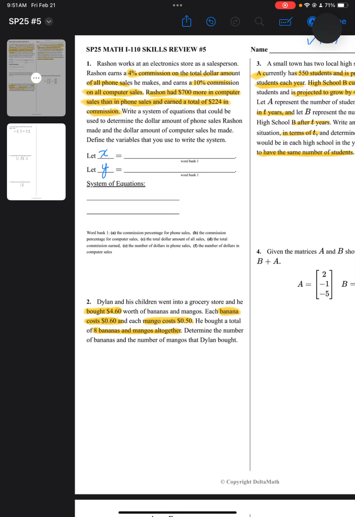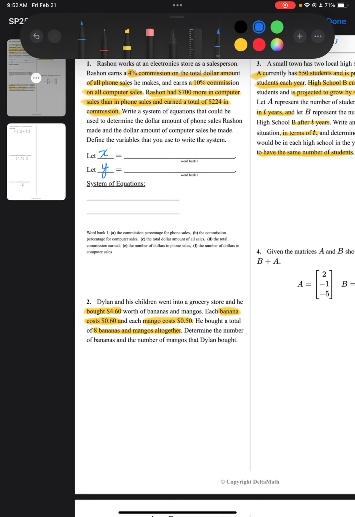Let's start our solutions for our skills review number 5. I've already highlighted key things in our word problems just so we don't have to read the whole problem. So basically for number 1, they're wanting us to build the equations that we need to solve if we were going to solve the dollar amount of computer sales and dollar amount of phone sales that he had to make to do these said things.